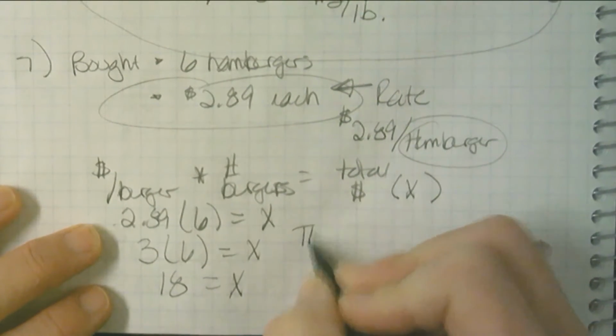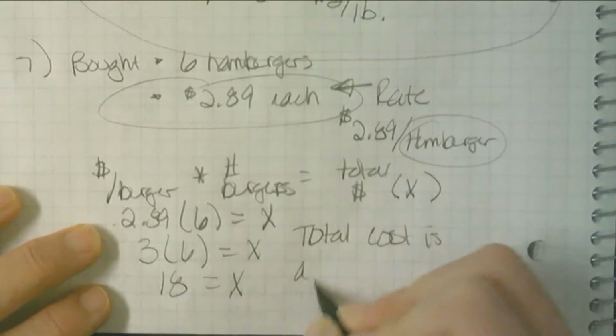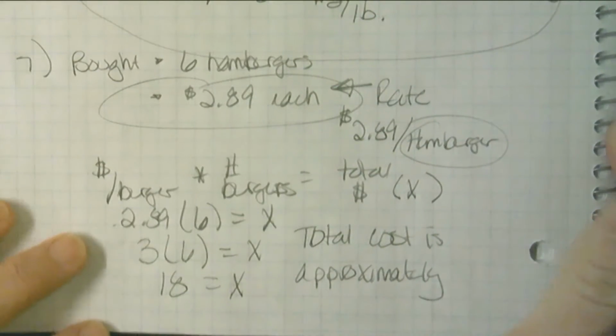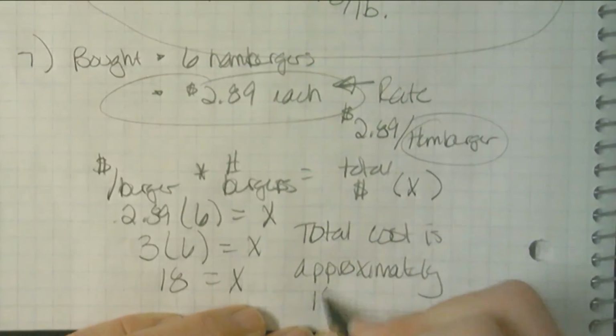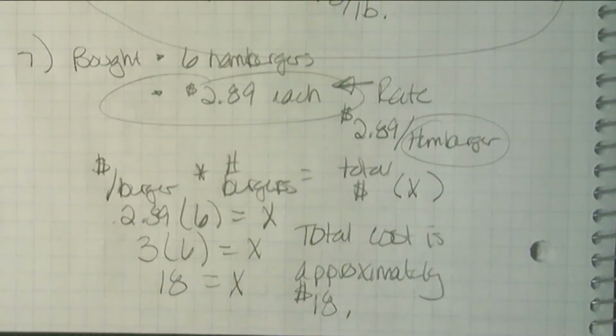So the total cost is approximately, and you are saying approximately because it's not exact, approximately $18. And I want to see a dollar sign before the money. That's how we write money. I don't want to see 18 and then the word dollars. That's not how we write money in the United States.